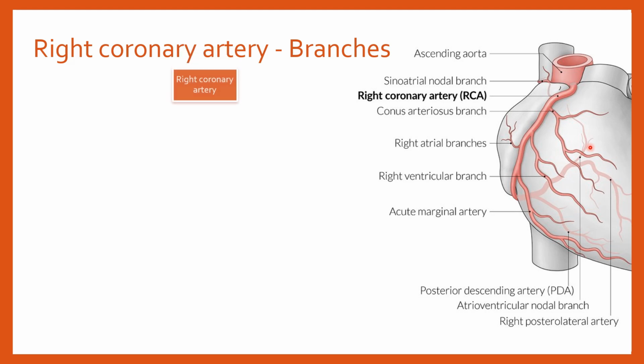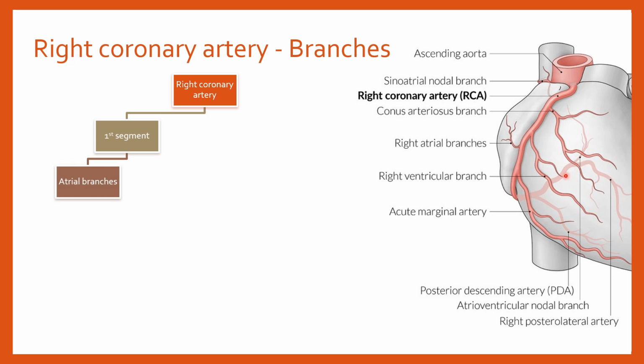Among the first segment branches, we have atrial branches. They are arranged in three groups, that is the anterior, lateral and posterior groups, supplying the corresponding sides. They also supply the myocardium of the right atrium. Among the atrial branches, an important branch is the sinoatrial nodal artery. In about 65% of cases, it comes from the initial segment of the right coronary artery itself, and in about 35%, it can arise from the circumflex branch of the left coronary artery.